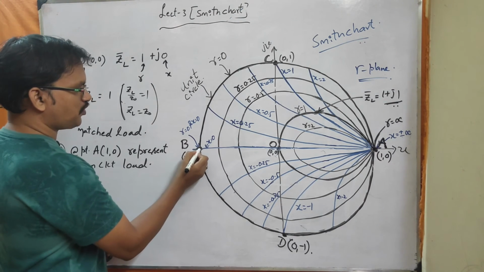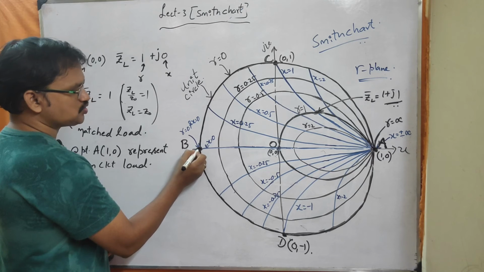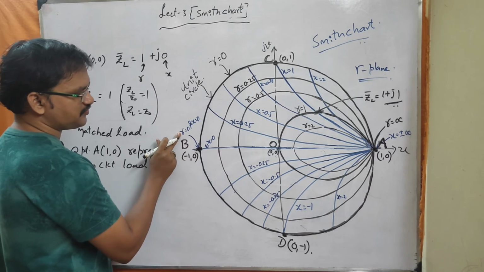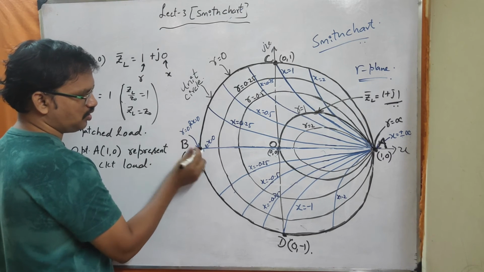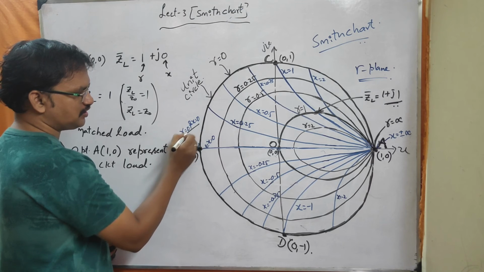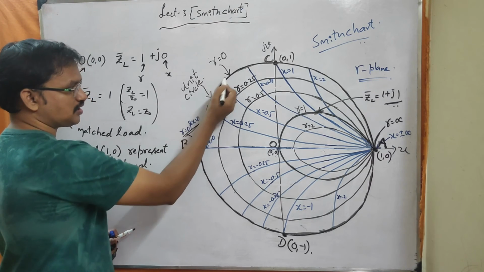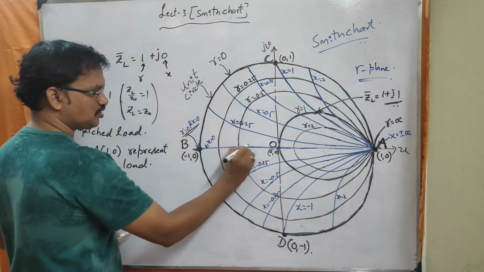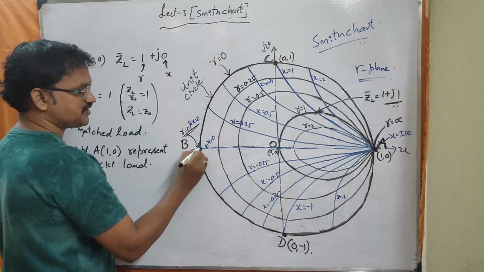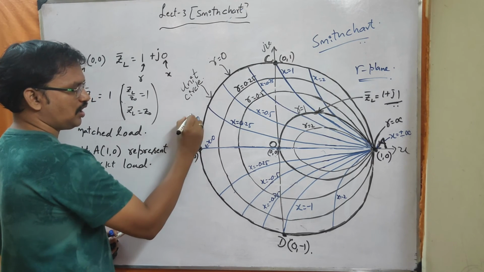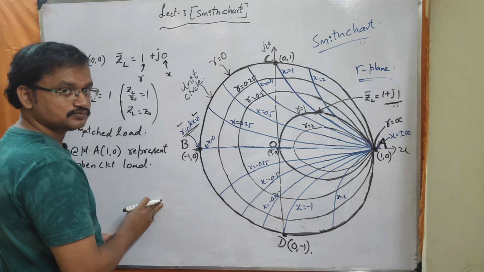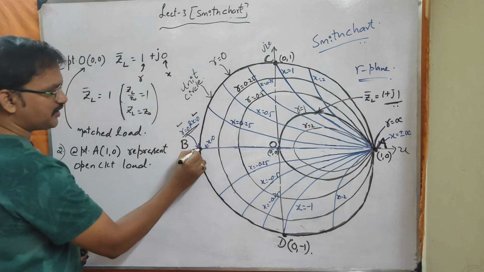Now let us consider this point B. So at this point B, what is the resistance value here? Resistance value is equal to 0 and X value is also equal to what? X value is also equal to 0. So at this point, R equal to 0 circle is passing and X is equal to 0 is passing. Okay, so that means at this point R value is equal to 0 and X is also equal to 0.